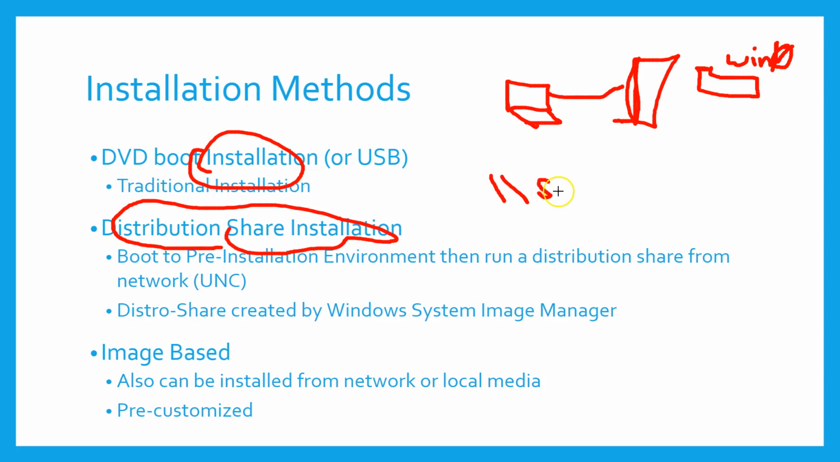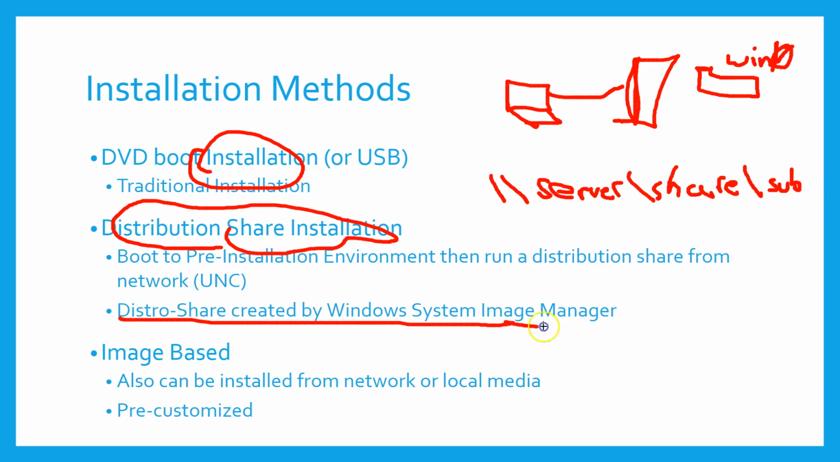Again, we're going to have the name of the server, and then the share name. So there's the share. And if we want a subfolder underneath the share, say there's a subfolder under Win 10 that we want to specifically get to, we would put the subfolder there, although that's optional. When it comes to a distribution share, we want a direct link to the actual install file. The distribution share can be created by Windows System Image Manager, which is part of the WAIK, which you're going to download as part of this lab.